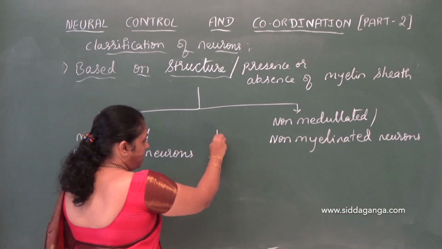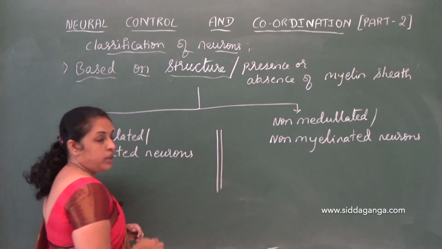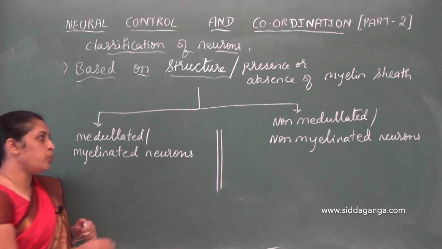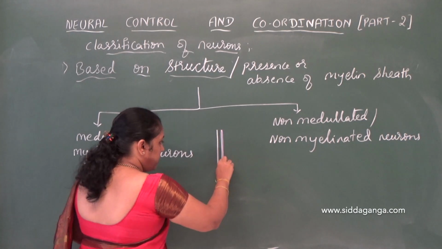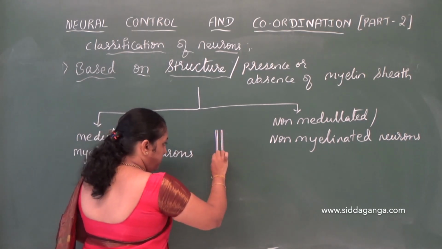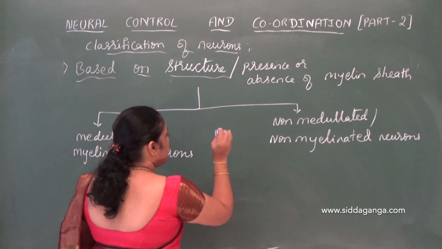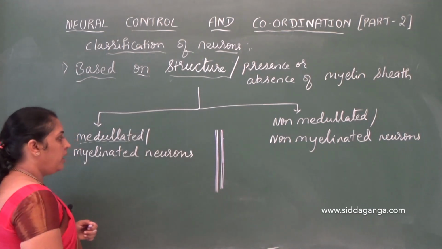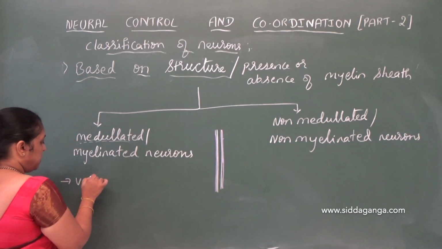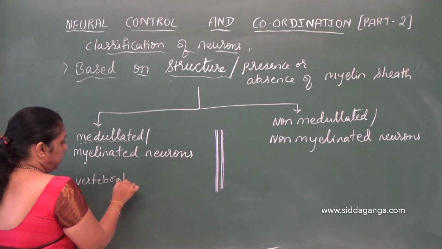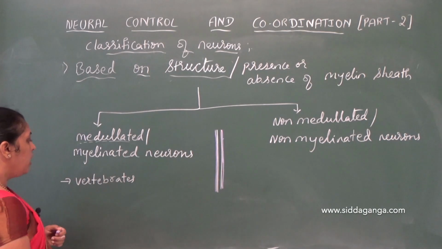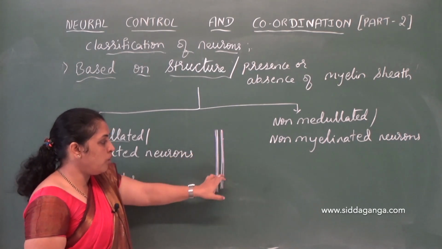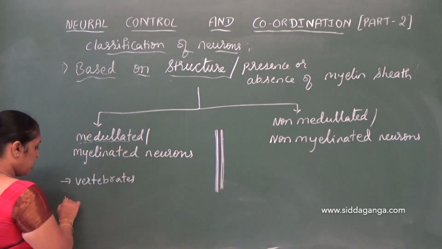See, so this is the axon. The axon is surrounded by deposition of lipoproteins or phospholipids around the axolemma. It is nothing but the myelin sheath. If this myelin sheath is present around the axon, that type of neurons are called medullated or myelinated neurons, seen in nerves of vertebrates. This process of deposition of these phospholipids or lipoproteins around the axon is called myelinogenesis.